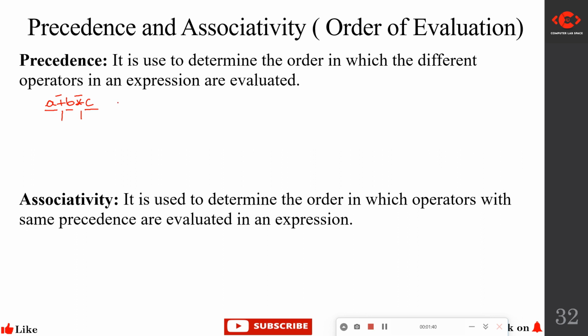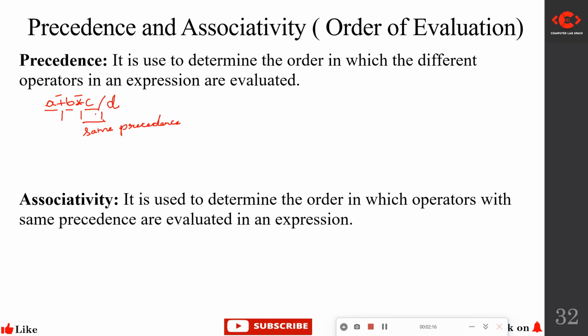What is the priority we need to consider in our expression? Then associativity. For example, if I add divide by d to this expression, a plus b into c divided by d, here multiplication and division both have the same priority or the same precedence. In this condition, which one needs to be evaluated first, the multiplication symbol or the division? This leads to confusion.